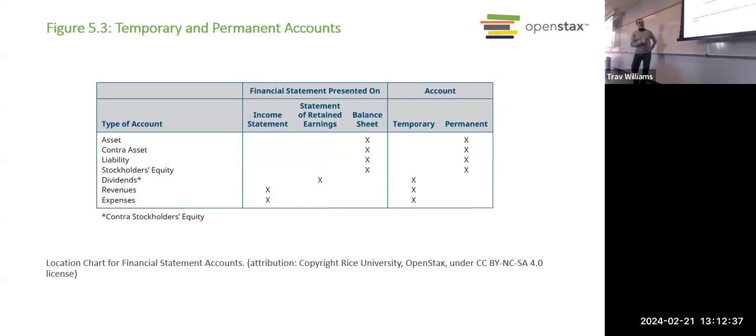Okay. Dividends, as I mentioned, those go on the retained earnings statement, and those are temporary. We close them out at the end of the period. Same thing with revenues and expenses. They go on the income statement, and they get closed out at the end of the period. Okay? So it's pretty easy to remember the difference.